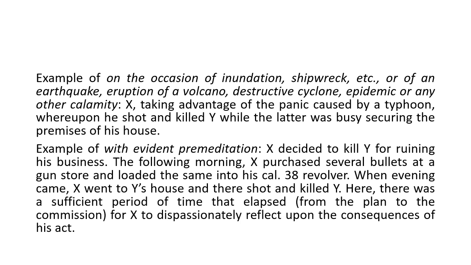Example of with evident premeditation. X decided to kill Y for ruining his business. The following morning, X purchased several bullets at a gun store and loaded the same into his caliber .38 revolver. When evening came, X went to Y's house and there shot and killed Y. Here, there was a sufficient period of time that elapsed from the plan to kill Y to the commission of the crime for X to dispassionately reflect upon the consequences of his act.